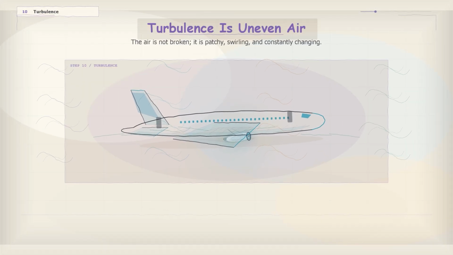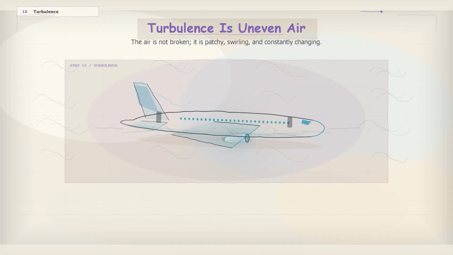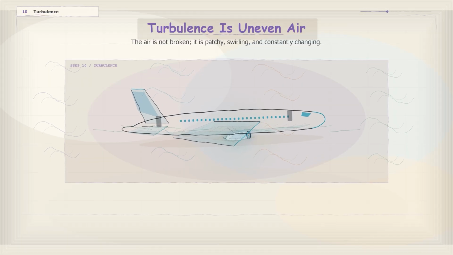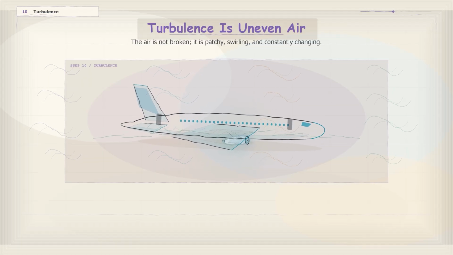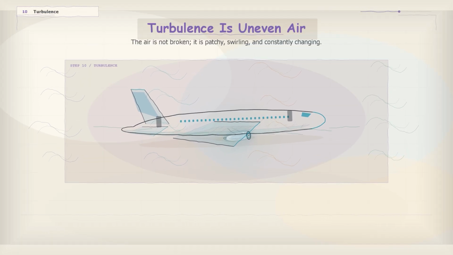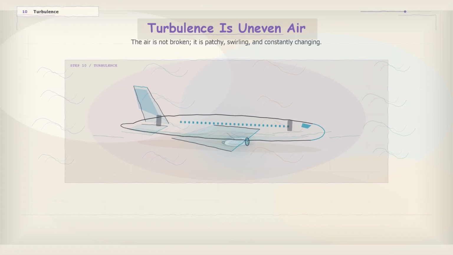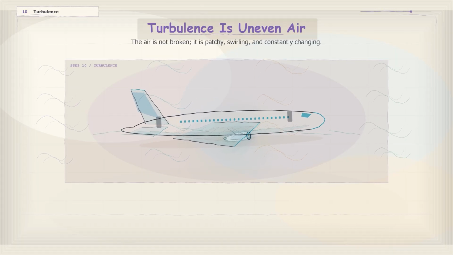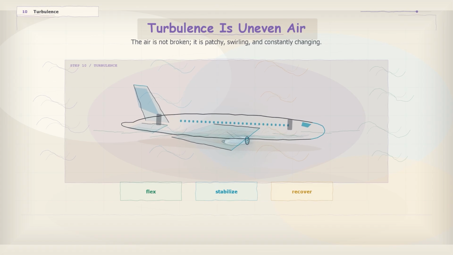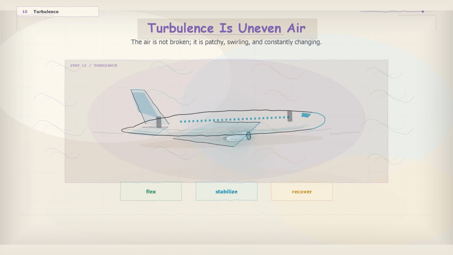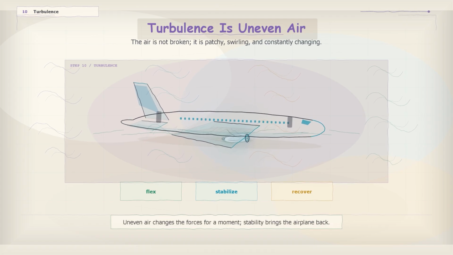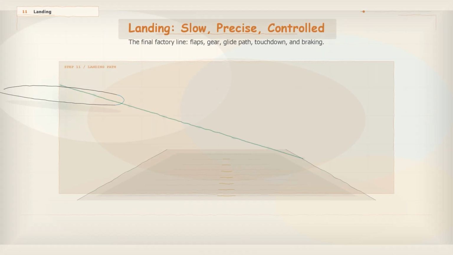Turbulence means uneven moving air reaches the airplane. For a moment, airflow speed and direction change. The wings may flex. The airplane may shake. But the physics is the same. Airplanes are designed to respond and bend. Then they return to stability. The final challenge is landing safely at lower speed.